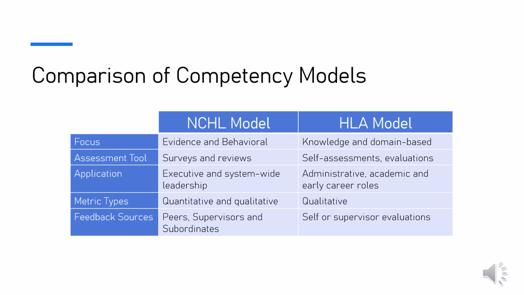The application for the NCHL model is for executive and system-wide leadership, while for the HLA model, it's more administrative, academic, and early career roles, as stated before. The NCHL model has quantitative and qualitative metrics, while the HLA model is more specific to qualitative data. The feedback sources for the models also differ. As for the NCHL model, the sources are peers, supervisors, and subordinates, that 360-degree review. And for the HLA model, it's all self or supervisor evaluations.